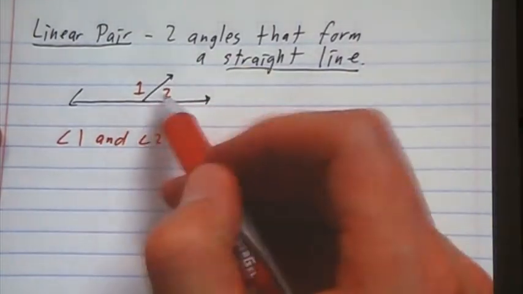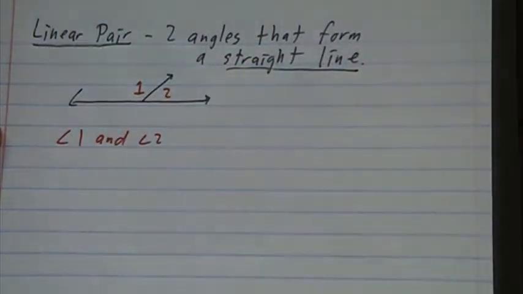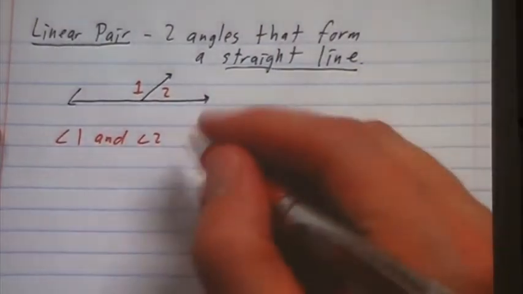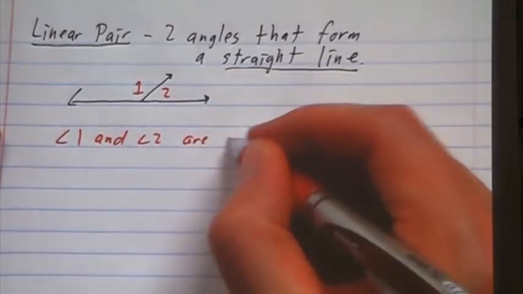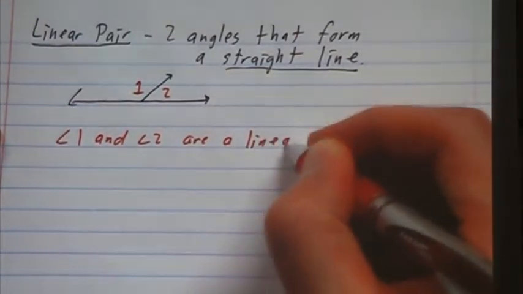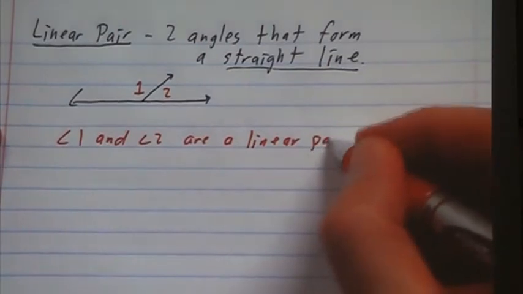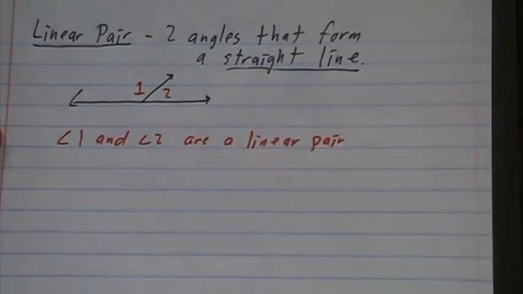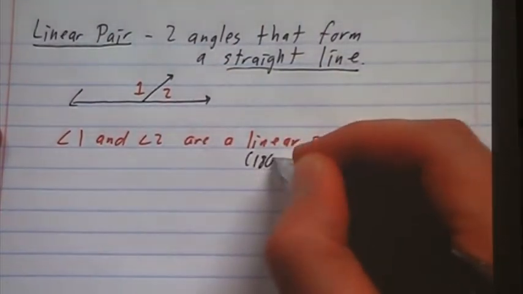Ooh, this is another way to name an angle with an inside letter or variable. Man, I should have said that back in the angles lesson. Oh well. Angle 1 and angle 2 are a linear pair. Remember, linear means makes a line, 180 degrees.